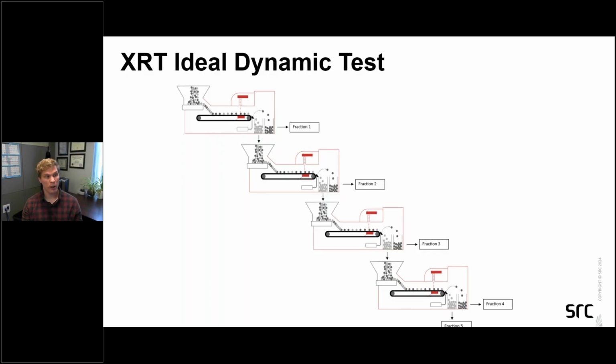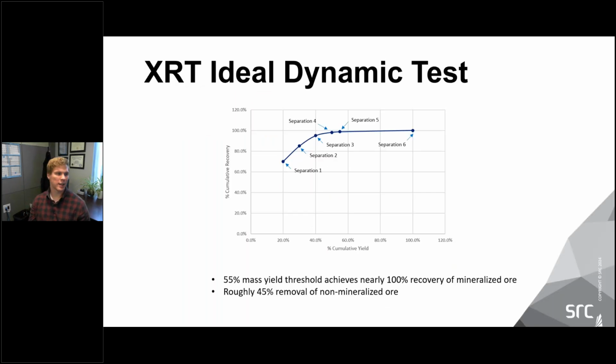And then if you're only doing one more pass in the cascade, then you'd run it through the sorter and you would get fraction 4 as what's ejected, and then finally fraction 5 would be the final material that was not ejected. But say we did 6 separations just for an example, and this is something you can definitely achieve depending on the type of ore in your plant. We've seen things like this before. So you get a 55% mass yield threshold and achieve nearly 100% recovery of the mineralized ore. So that means a pretty good contrast between where your ore is, and you can identify it, and where the gangue is. So we're removing roughly 45% of the non-mineralized ore, the non-valuable mineral bearing ore.